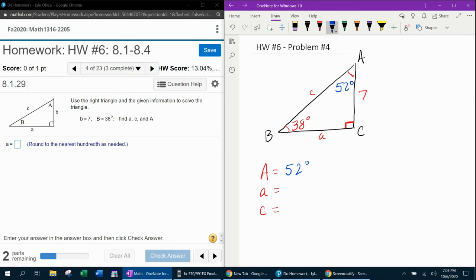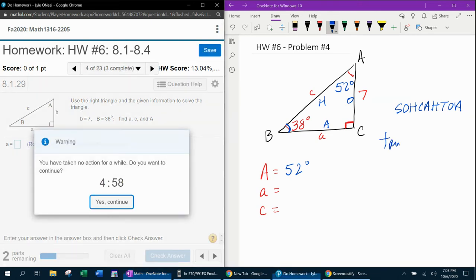And then what I can do is use SOHCAHTOA to find little a and little c. So if, let's say, for example, we're going to use the 38 degrees as our reference angle, then this would be opposite, adjacent, and hypotenuse. And I'm looking for little a, so in that case, I want to use tangent.